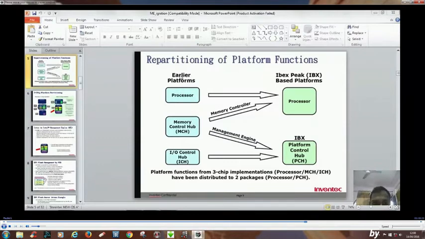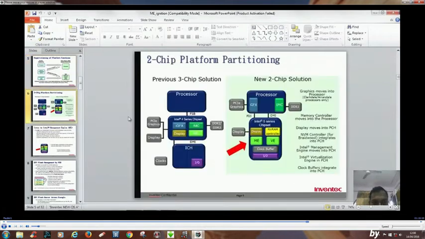As you can see in the earlier platform, we have a processor, we have an MCH, we have an ICH. But in newer kinds of boards, this is an Ibex Peak based platform. Ibex Peak means Intel series 5 chipset, and you can see the memory controller has moved into the processor, whereas the management engine has moved into the PCH, right? We go to the next slide.